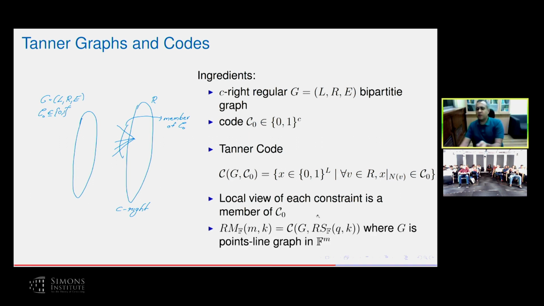so sort of illustrating what I said. The Reed-Muller code written in this language is exactly the Tanner code corresponding to the graph, where it's the points line graph, and the smaller code you put is the Reed-Solomon code. So the Reed-Muller code is the Tanner code when you put in the points line graph and the Reed-Solomon code. When you put these two, what you get is the Reed-Muller code.